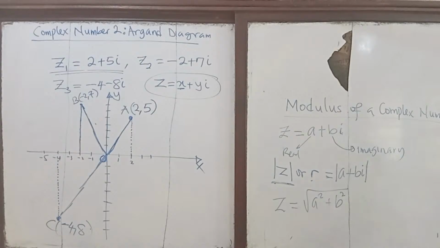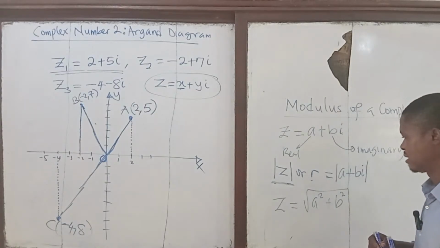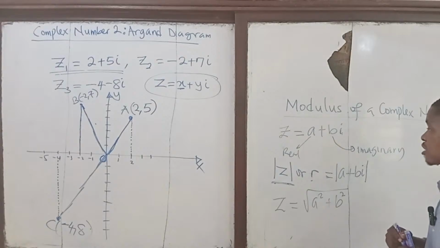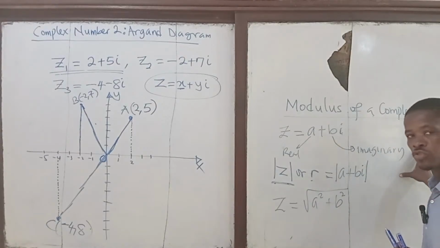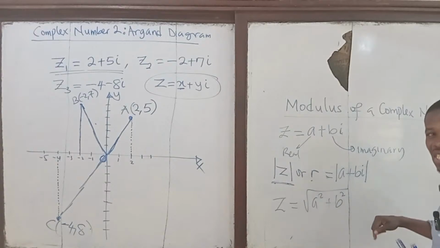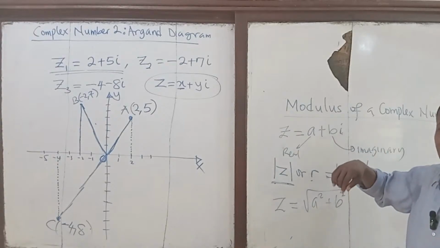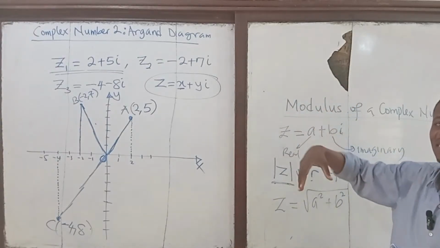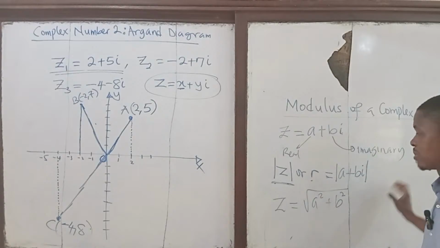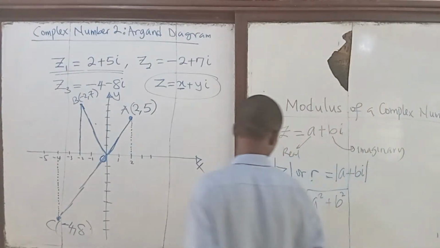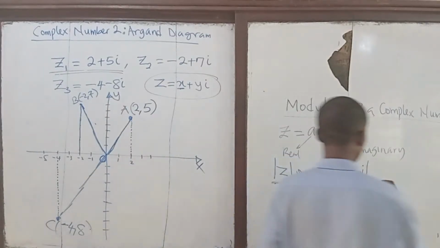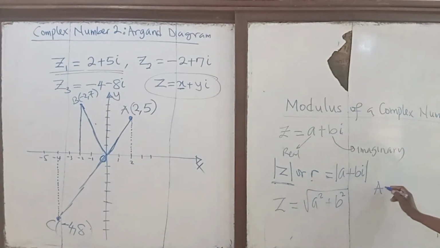Then you can also get what we call the argument of a complex number. I'm going to do this in two ways: using Pythagoras theorem to get your modulus, and using tangent to get your argument of a complex number. The argument of a complex number has the symbol arg.